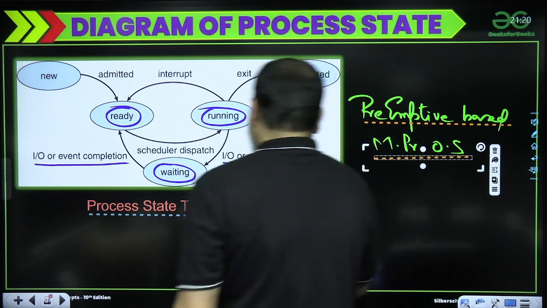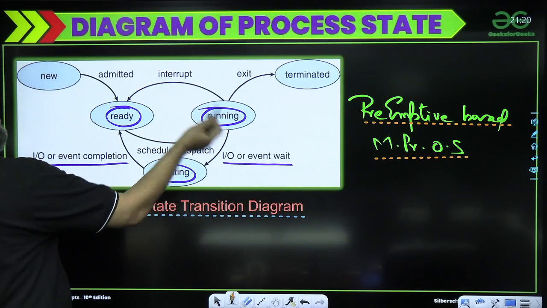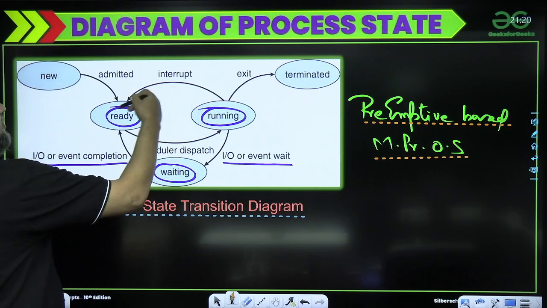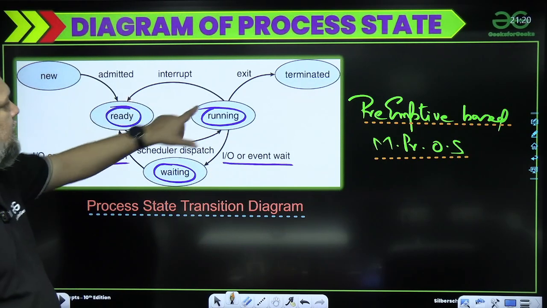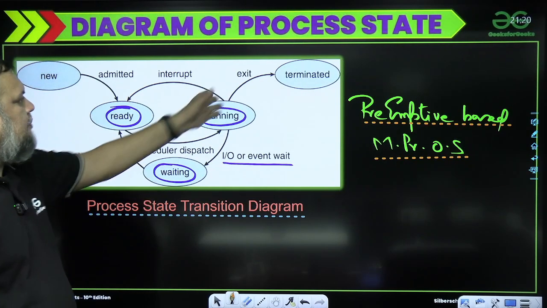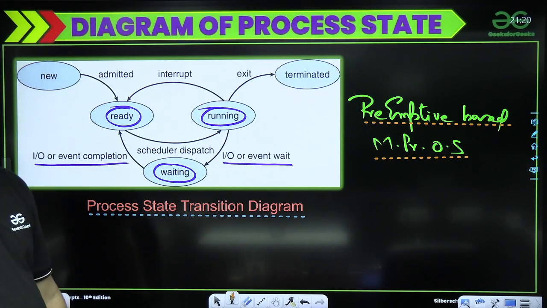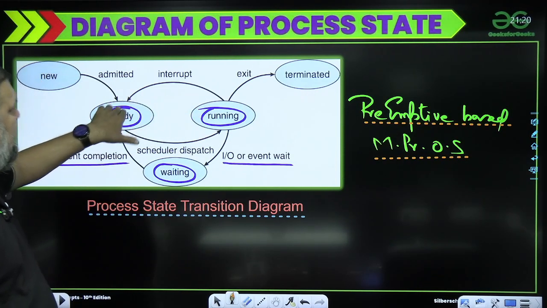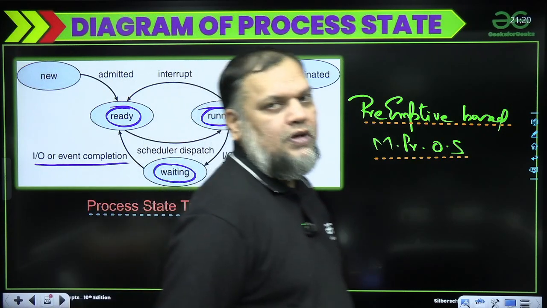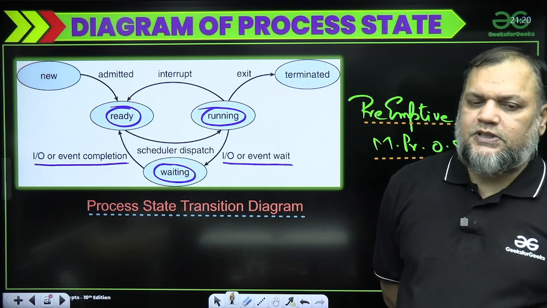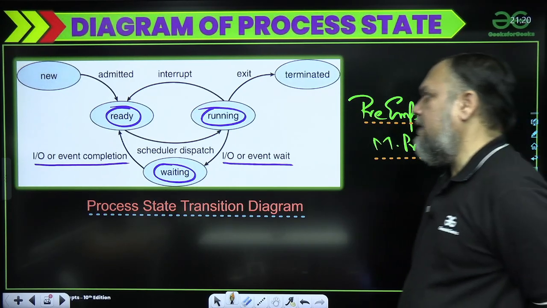Sir, how do you say it is preemptive? It is preemptive because of the presence of the transition from running to ready. For this transition, we are saying it is preemptive, because this is forceful deallocation. The others are natural deallocation. Completion and IO are natural, non-preemptive, but this is preemptive. If I remove this transition from running to ready, then it becomes a non-preemptive multi-programmed OS. So this is a simple process state transition diagram of a multi-programmed operating system with preemptive nature.